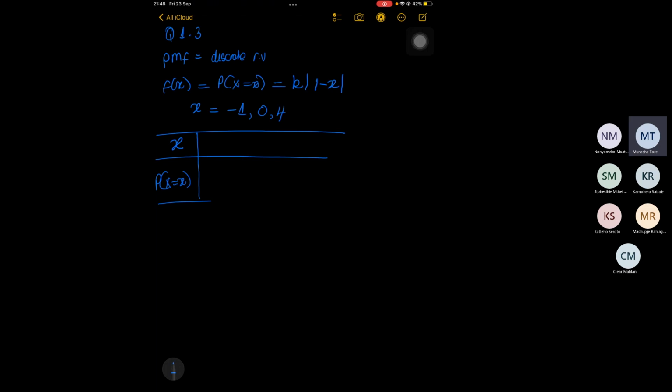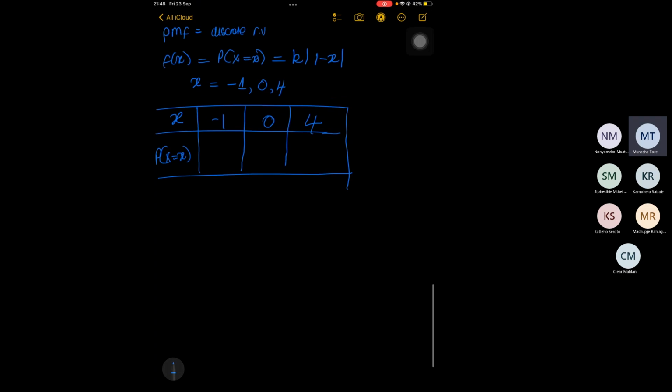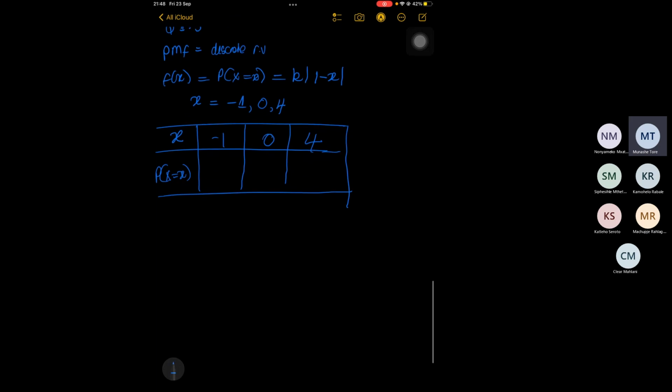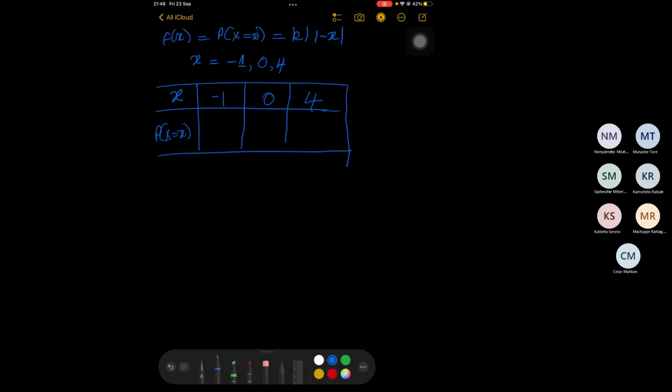Then what values can X take? X can take 3 values: -1, 0 and 4. These are the values that x can take. Then what are the probabilities associated with this now? We don't know because we're given the probabilities as a function. So let's substitute the respective values of x into the function.